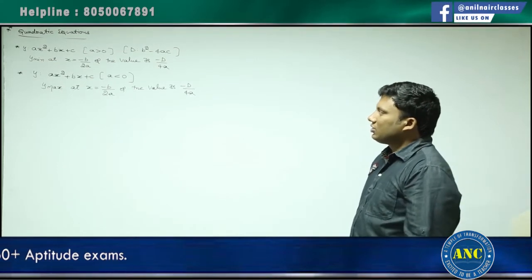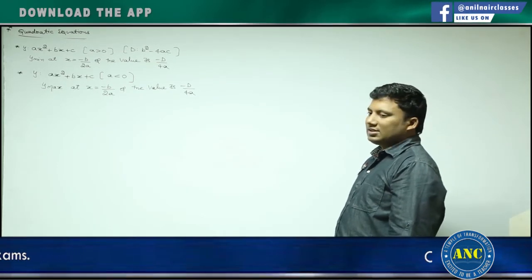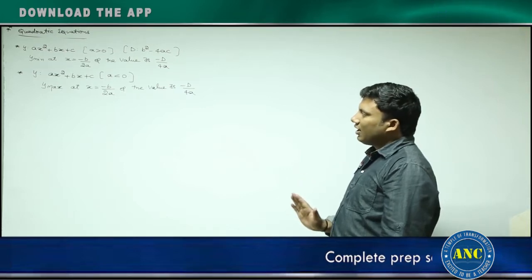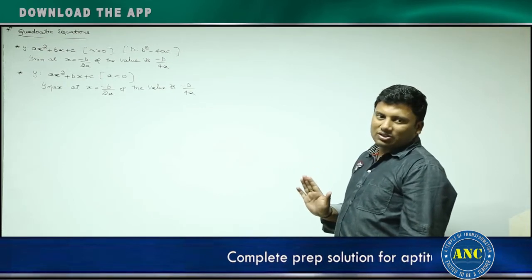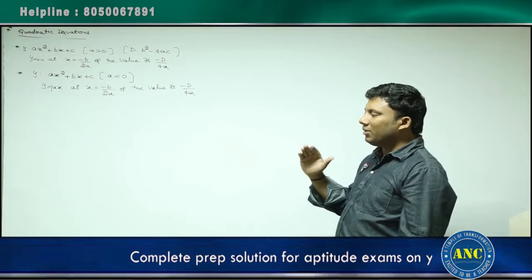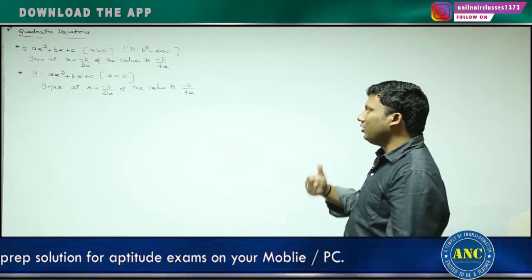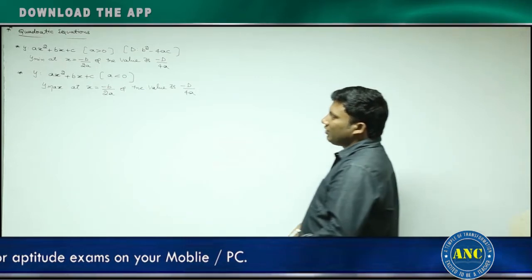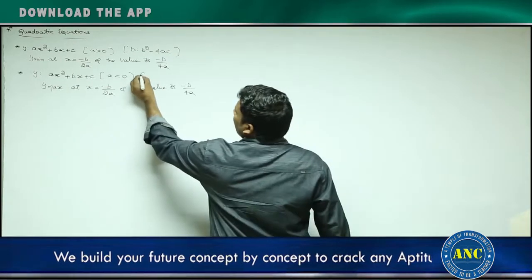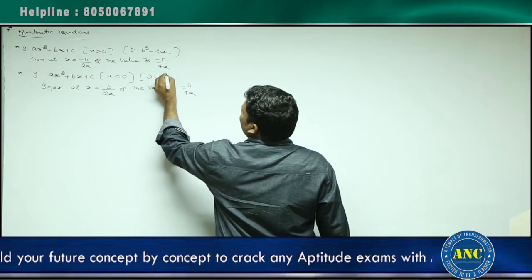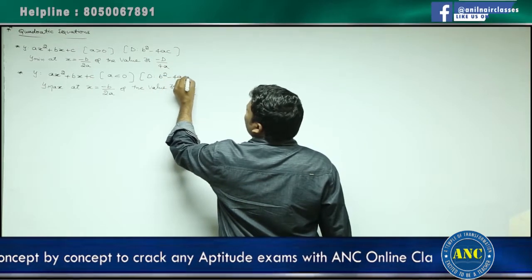Y is ax square plus bx plus c, a less than 0, maximum value. The values will not change; only whether it is minimum or maximum depends upon the sign of a. If a is greater than 0, it will have a minimum value. If a is less than 0, it will have a maximum value. D is b square minus 4ac.